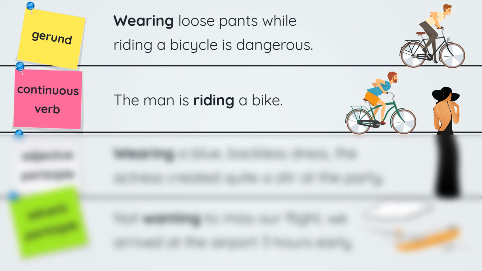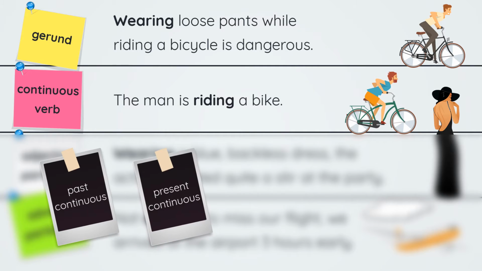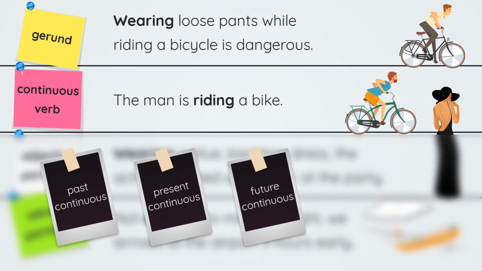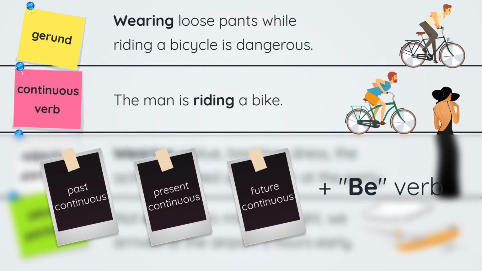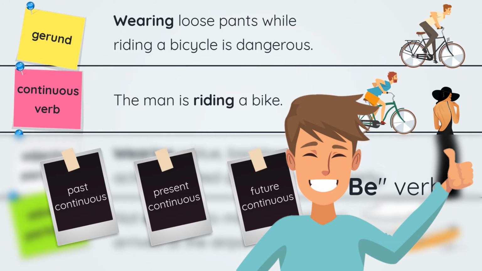Then we have the verb, the everyday verb in a continuous tense: past, present, future continuous. Always with a be verb. If you don't see an ing verb connected to a be verb, then it's not a verb. It's one of the other uses. Okay? There is always going to be a be verb when you're using it as an actual verb, as an action. The man is riding a bike. Right now, this is what he's doing. He's riding a bicycle. This is the one everybody's the most comfortable with.